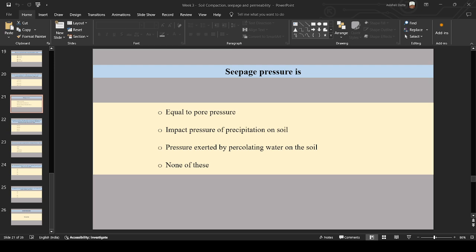I'll repeat once. Seepage pressure is equal to pore pressure, impact pressure of precipitation on soil, pressure exerted by percolating water on soil, or none of these. Okay. Next question.